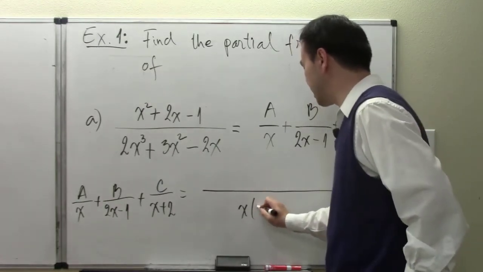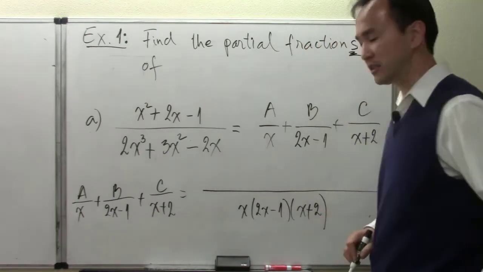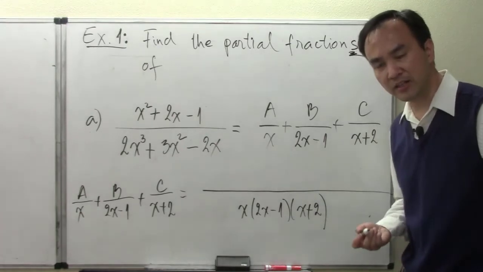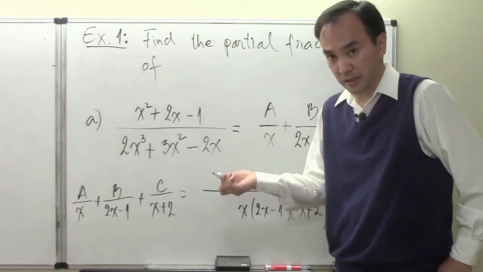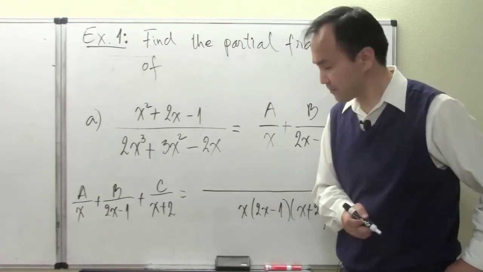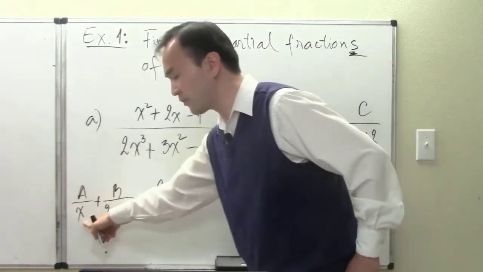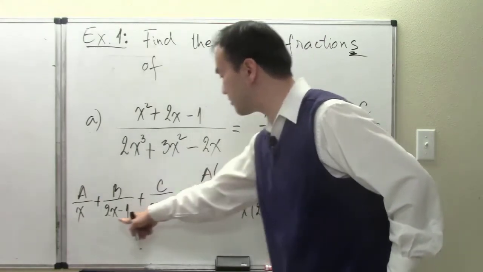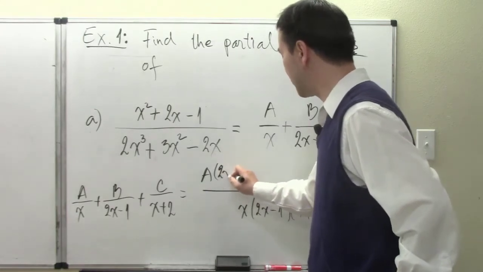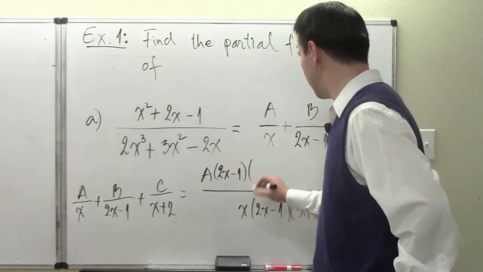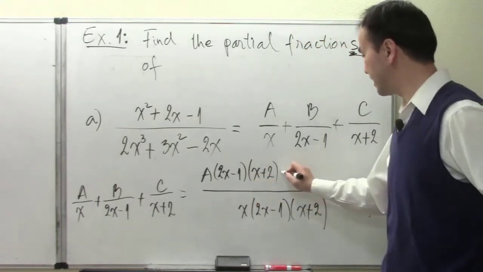Yes, x times 2x minus 1 times x plus 2 will be our common denominator, our least common denominator, because making a common denominator is how we add or subtract fractions. Now the A coefficient, which was already on top of x, needs to be multiplied with the remaining other factors in the whole LCD here. So 2x minus 1 must be multiplied to A, and then x plus 2 must be multiplied to A. And then I am going to add.